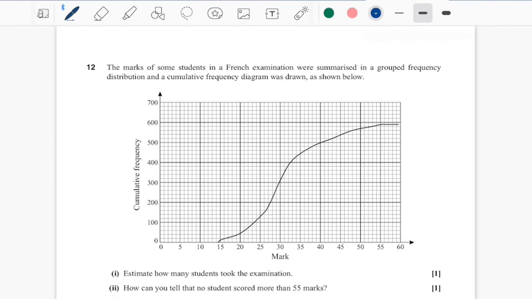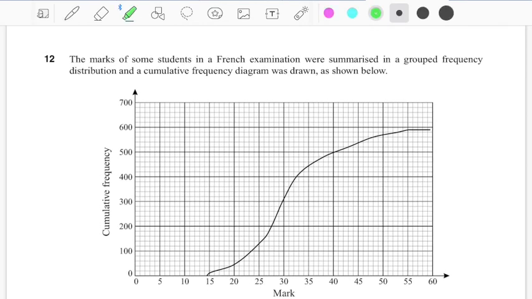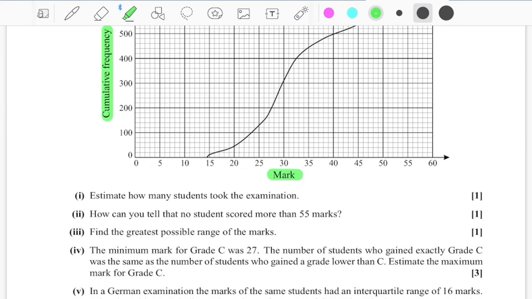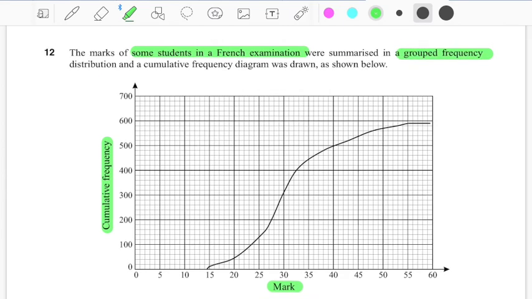All right, let's see another example here. This question is saying that you have the marks of some students in a French examination. They summarize all the data and group the frequency for you in CF. This is the CF value on this axis, and this is the mark. The question says to estimate how many students took the exam.